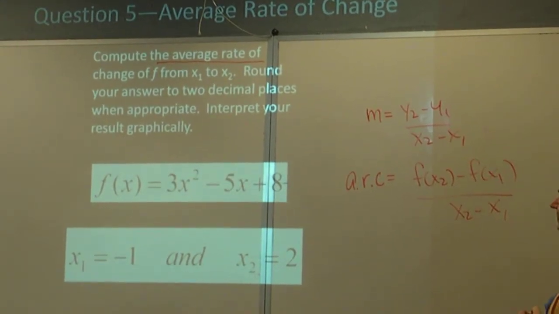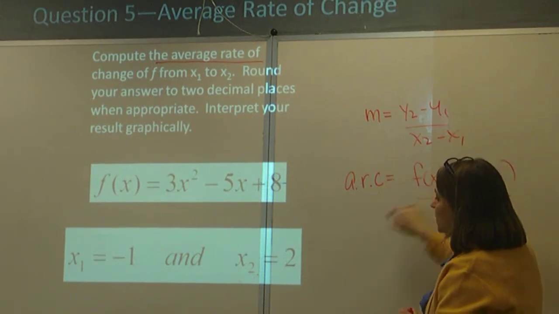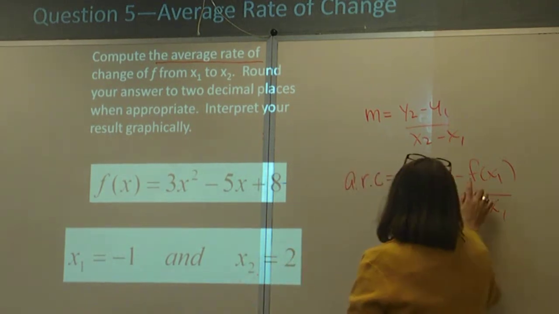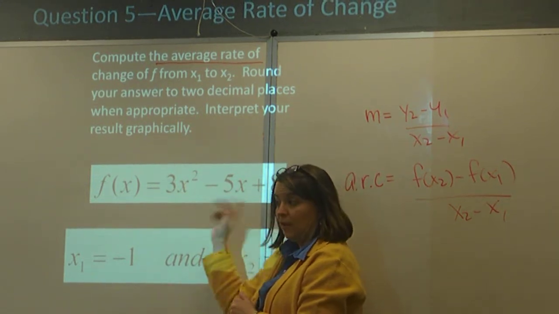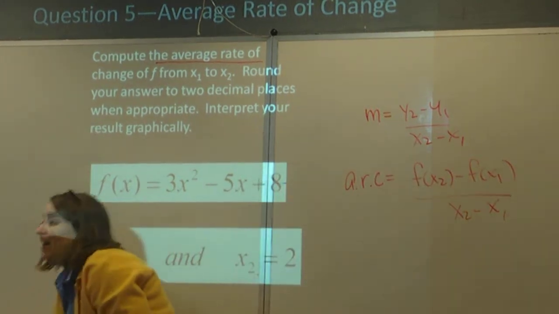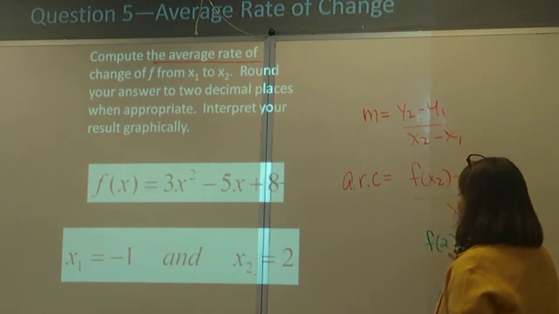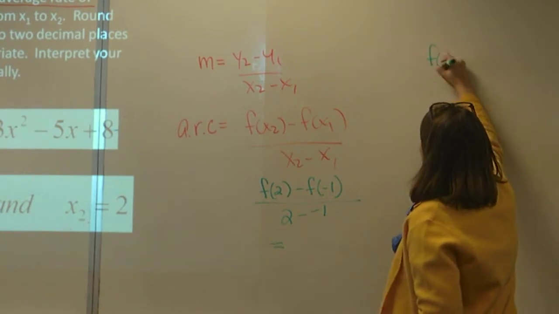First part squared. There will be f of x2. You plug in the 2 here and here, so you're going to have to do some squaring. F of x1, we'll plug in -1 here and here, and we'll have to do some squaring. Okay? This is good. I mean, this is calculus stuff right here. F of 2 minus f of -1 over 2 minus -1.